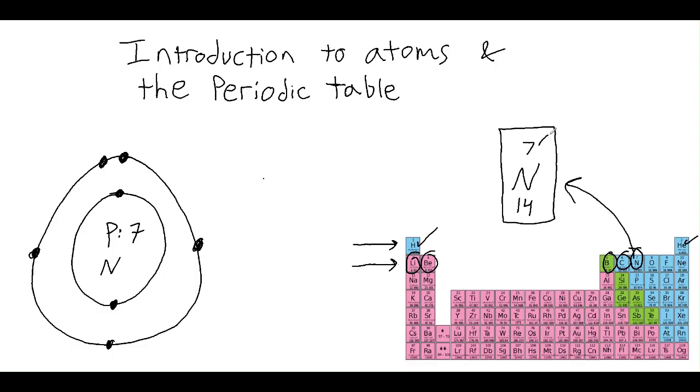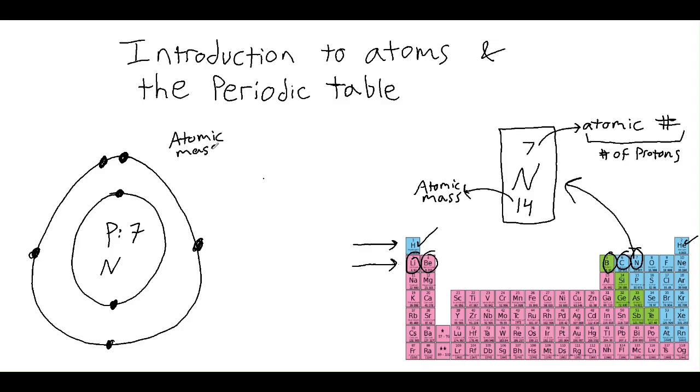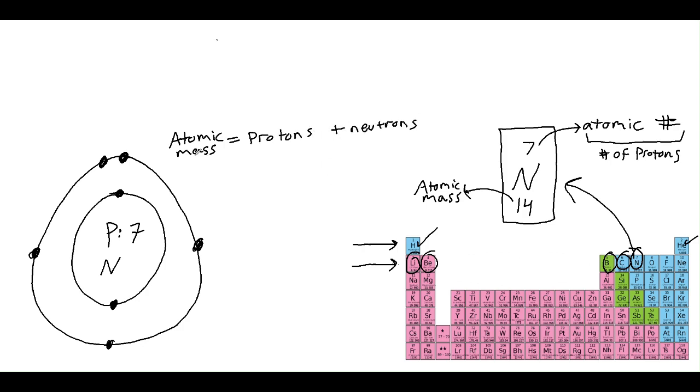So this number up here is the atomic number, and this number here is the atomic mass. And the atomic number represents the number of protons, and the atomic mass is the sum of the number of protons and neutrons. And the units for all of these values would be in atomic mass units, or AMU.